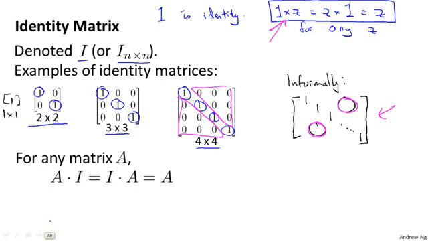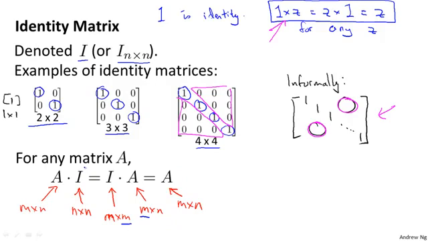Just to make sure we have the dimensions right: if A is an m by n matrix, then this identity matrix here is an n by n identity matrix. And if we multiply on the other side, then for matrix multiplication to make sense, the identity matrix has to be an m by m matrix, because this m has to match up with that m. In either case, the outcome of this process is you get back the matrix A, which is m by n.